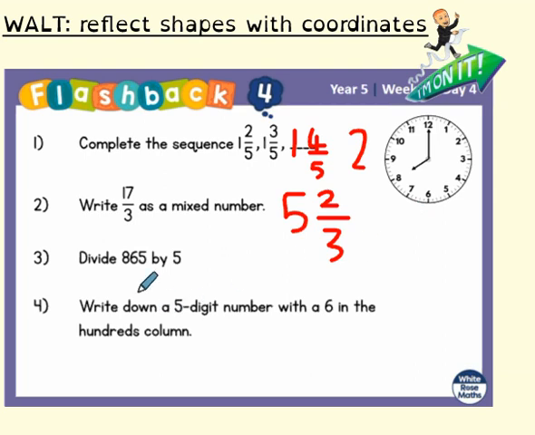Question 3, divide 865 by 5. It would give me the answer 173 using the bus stop method there as the preferred choice of working out. I would hope many of you did use that method.